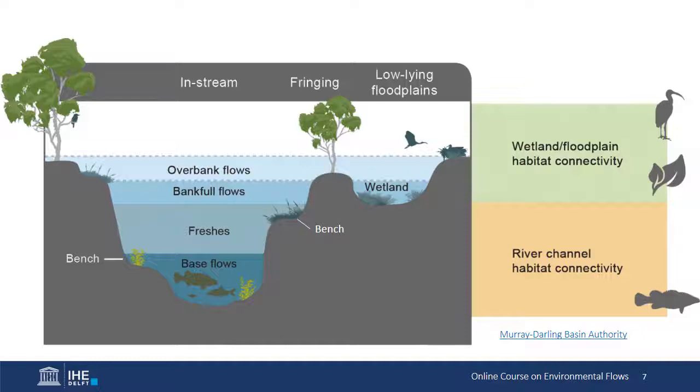It shows that base flows are sufficient to provide reliable habitat for a variety of stream organisms and inundate vegetation on the bench to the left. However, inundation of vegetation on higher benches, like that to the right, requires higher flows, termed freshes. And inundation of fringing wetlands only occurs as flows approach bankfull levels. Even less frequent overbank flows are required to reach out onto the floodplain and inundate key floodplain species.